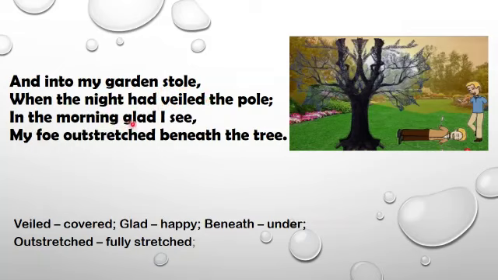In the morning, glad I see. Glad means happy. The poet was happy to see in the morning my foe outstretched beneath the tree. Outstretched means lying down, fully stretched. Hands and legs fully stretched, lying down. And in the morning, glad I see my foe outstretched beneath the tree. Beneath the tree means under the tree, the foe was outstretched. That is, he was dead. On seeing that, the poet was happy.